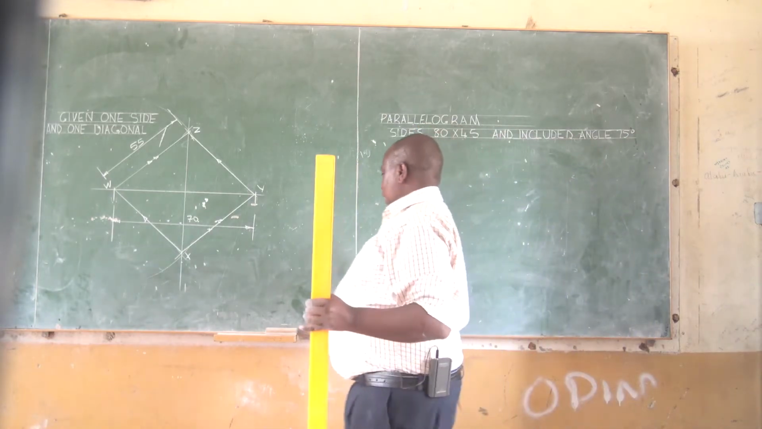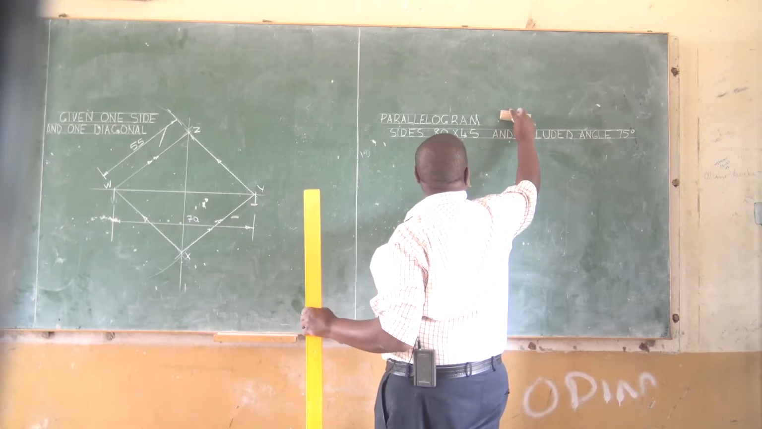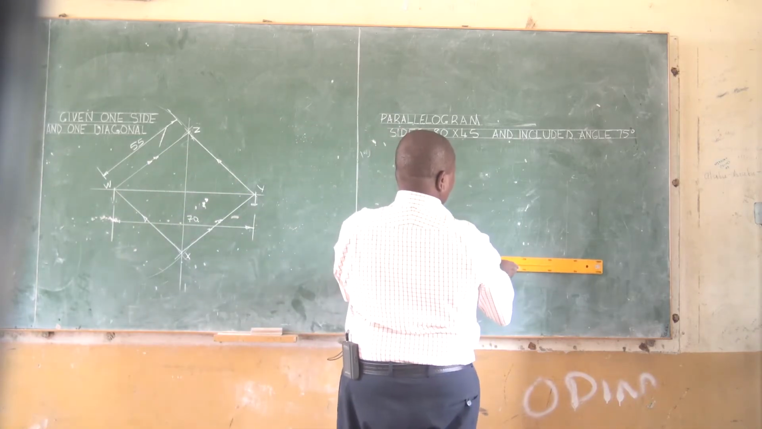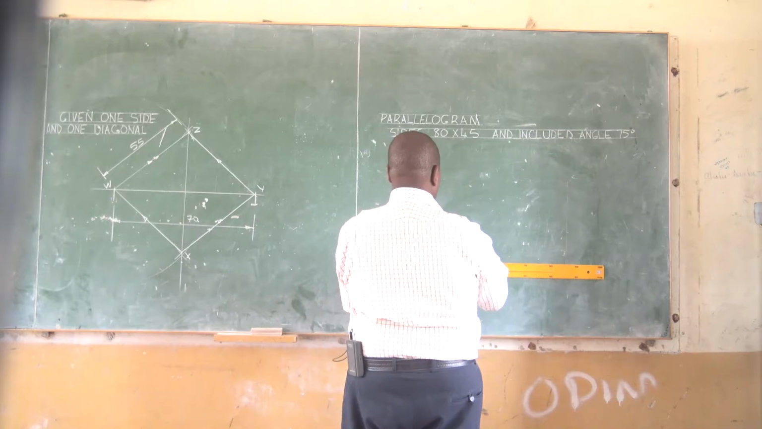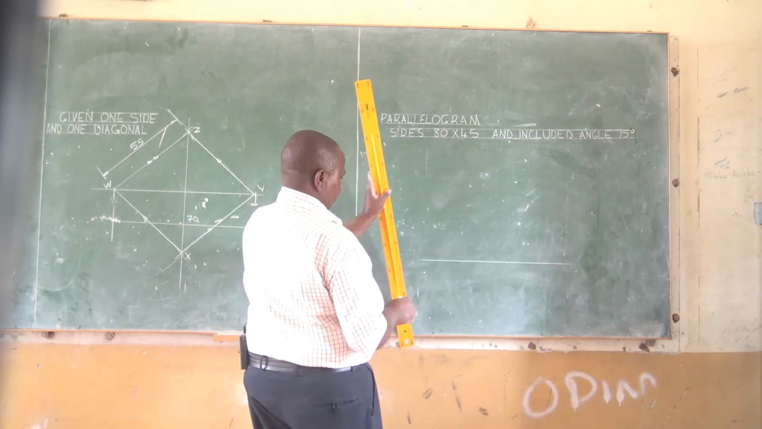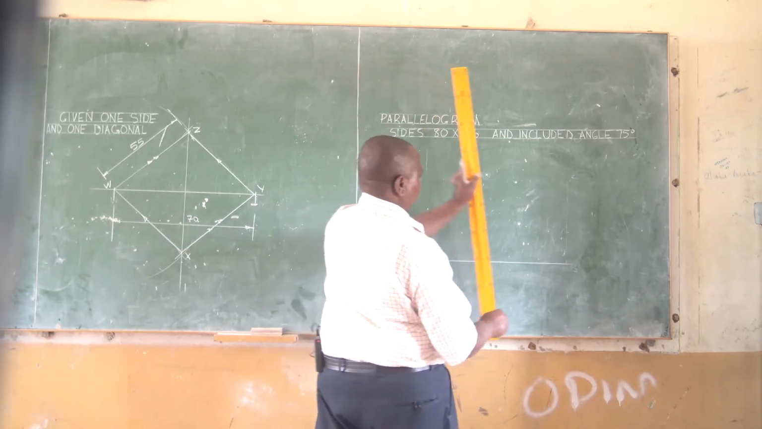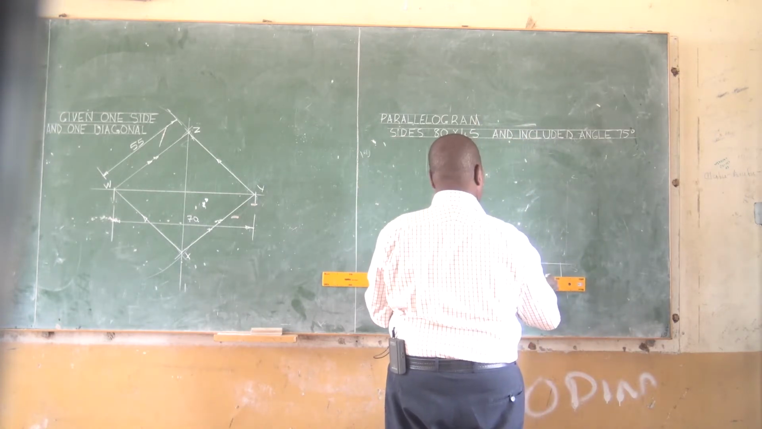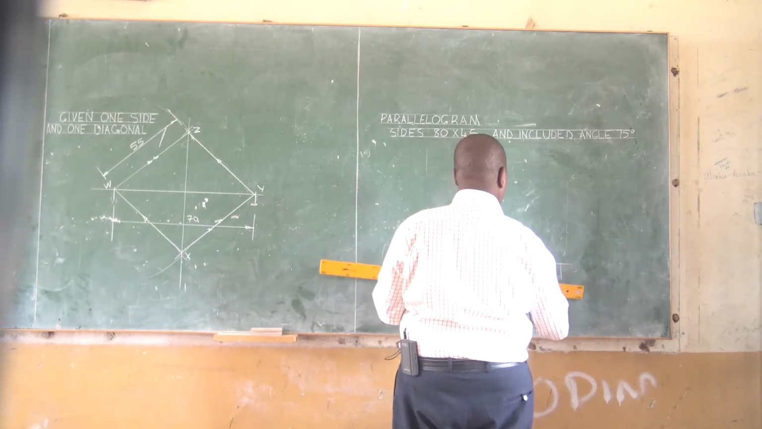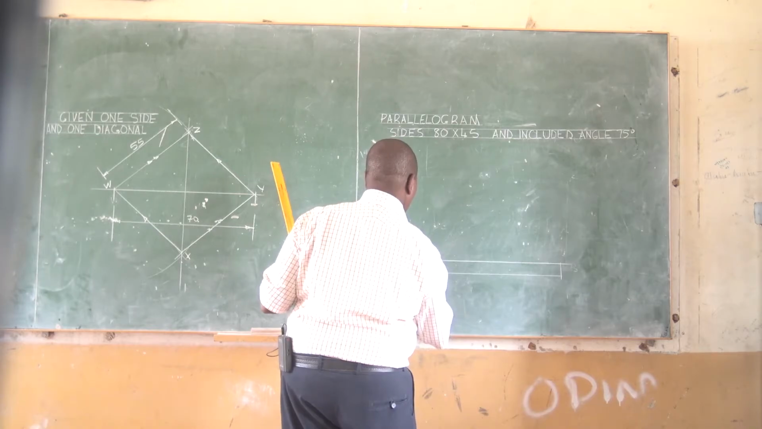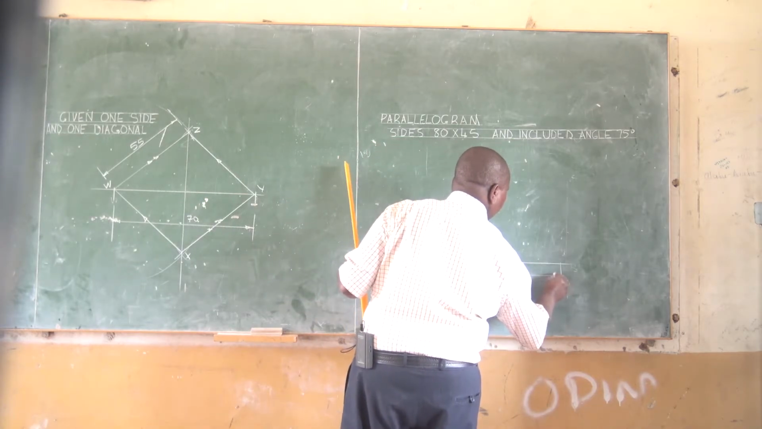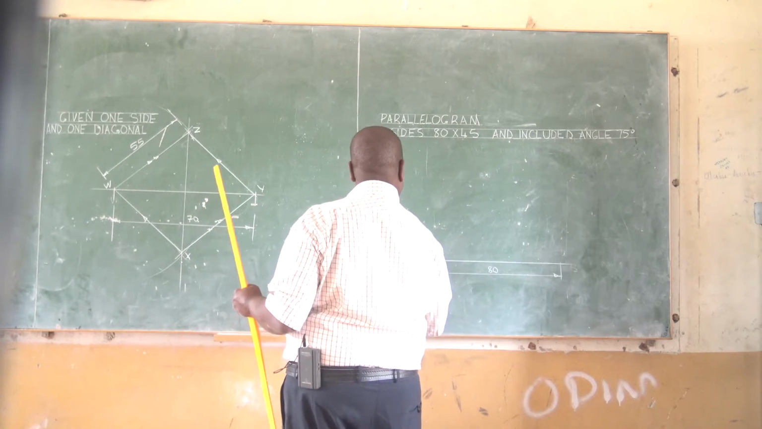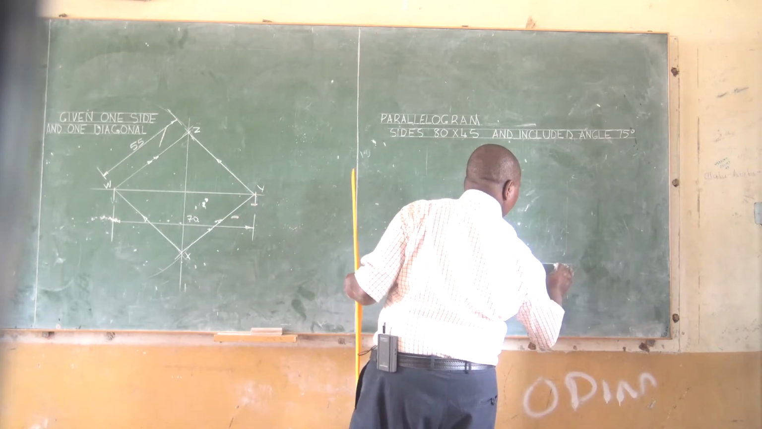of 75 degrees. Now, an included angle is the angle at the point of intersection between the two sides that are given. So, if our line again is 80 millimeters, and this one is A and B.